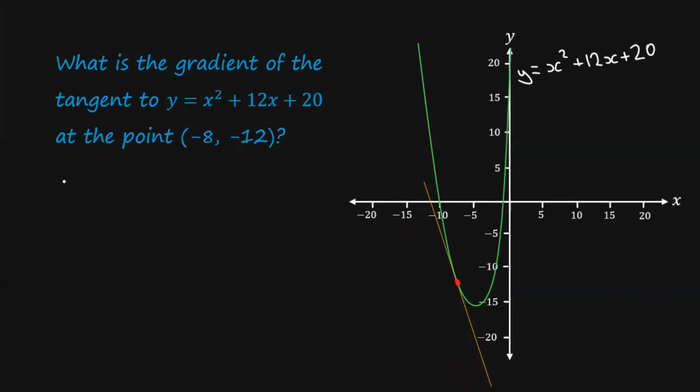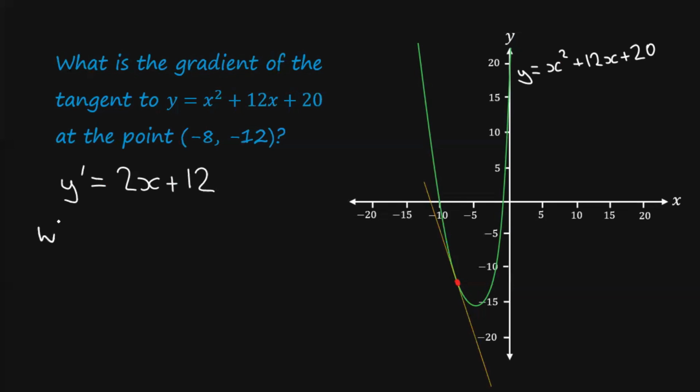So let's find the derivative. It's going to be something like this. We've got x squared plus 12x plus 20, so it's going to be 2x plus 12, and that's it. So that's our derivative.